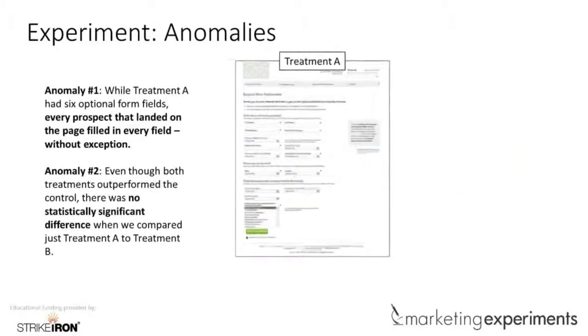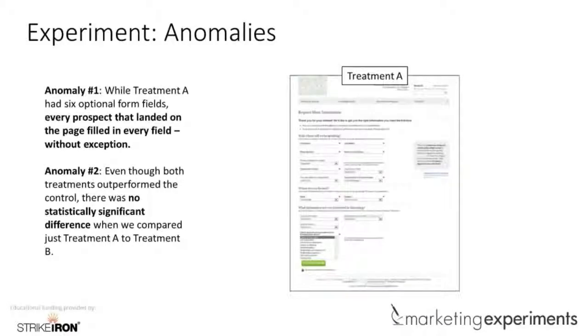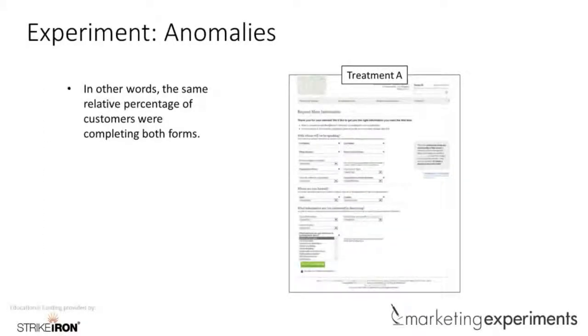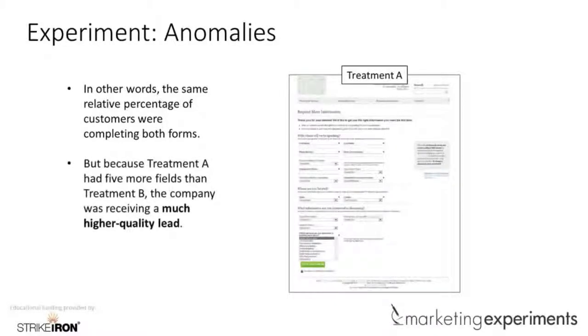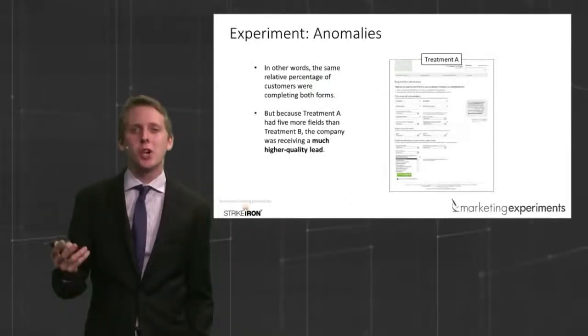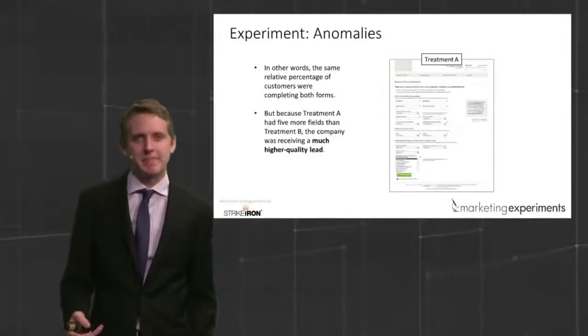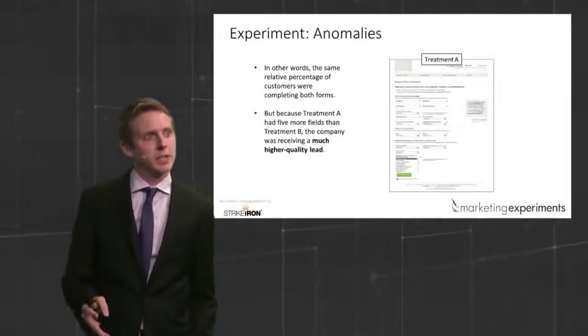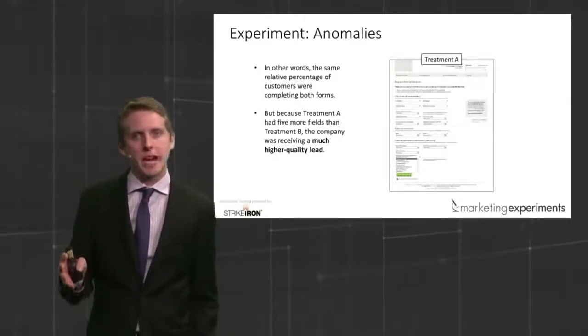What that means is treatment A, which I have coming up on the screen right now, had 5 more fields than treatment B, which meant that we had the same number of people, or relatively the same amount of people, answering this form, but we were getting a higher quality lead. So, a little bit counterintuitive, and now I've set all this up to ask you one question.